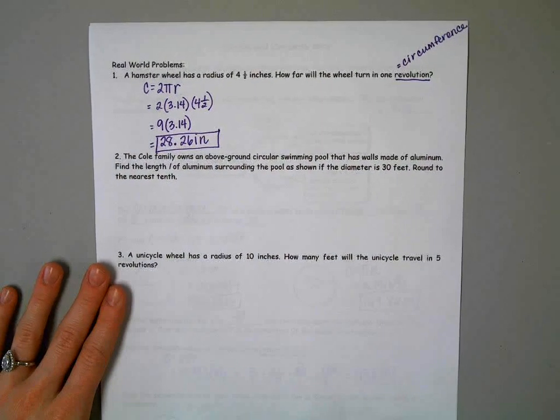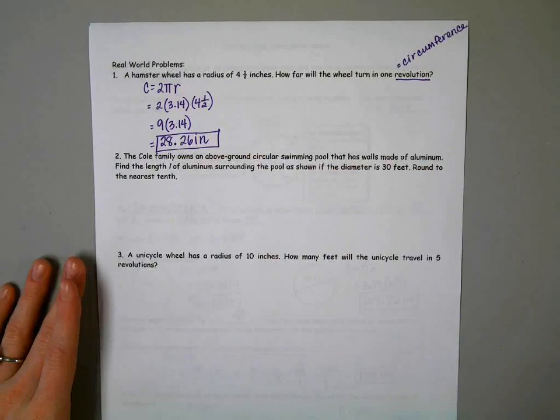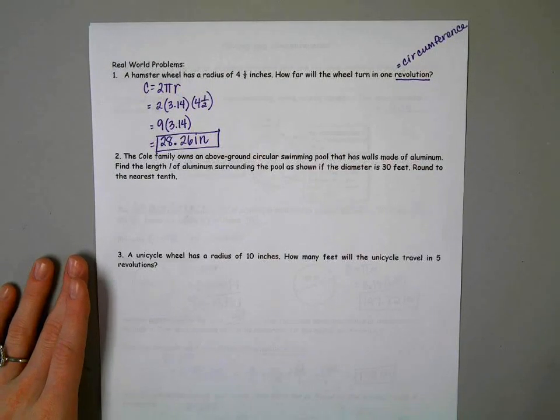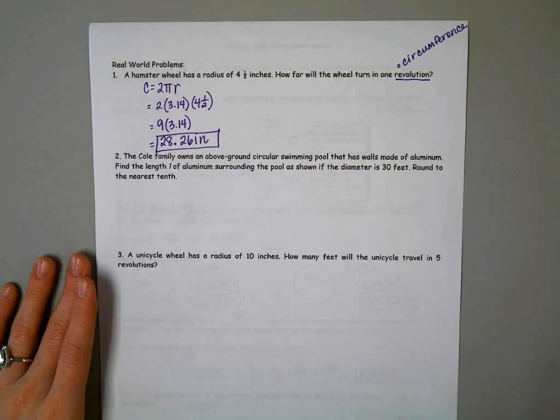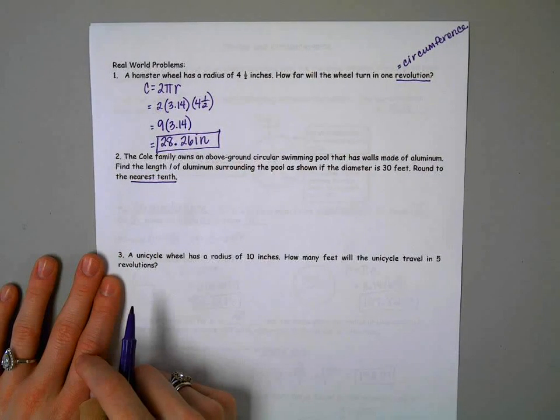Let's try number 2. The Cole family owns an above-ground circular swimming pool that has walls made of aluminum. Find the length of the aluminum surrounding the pool as shown if the diameter is 30 feet, and round it to the nearest tenth. So we want to make sure at the end that we round to the nearest tenth.